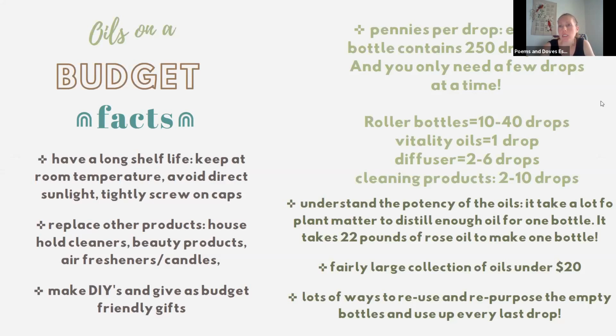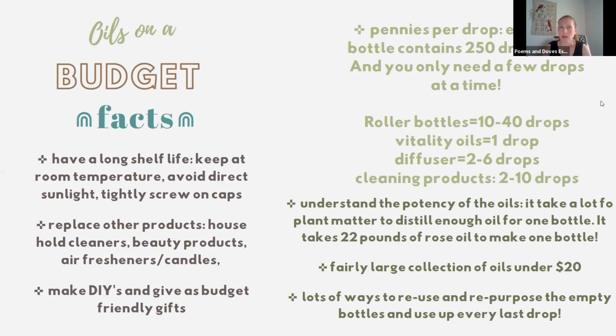Roller bottles, you tend to use like 10 to 40 drops, depending. If you use a few different kinds of oils in there, you might use more. But roller bottles also last a really long time, because you fill the rest with a carrier oil, and you only rub a little bit on at a time. The vitality oils, you only use like a drop, maybe two if you're making a big recipe. Diffusers, 2 to 6 drops max. And cleaning products, anywhere from 2 to 10 drops.